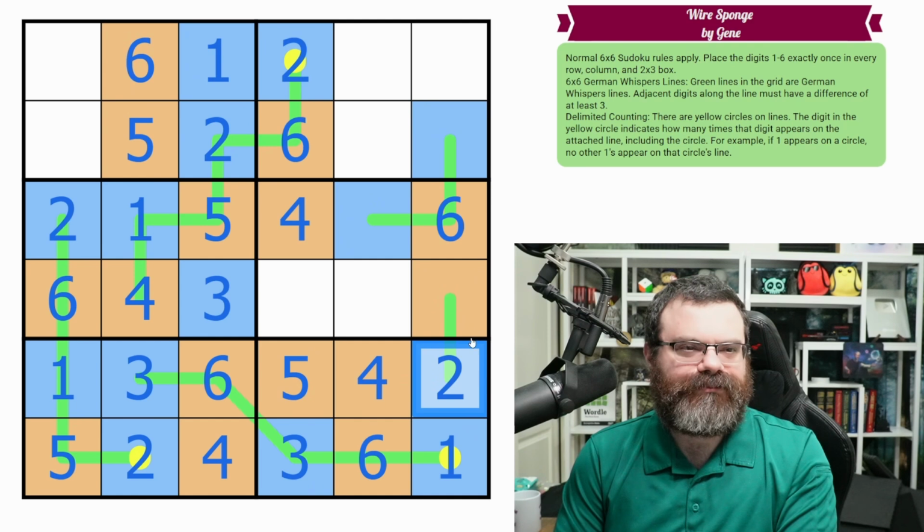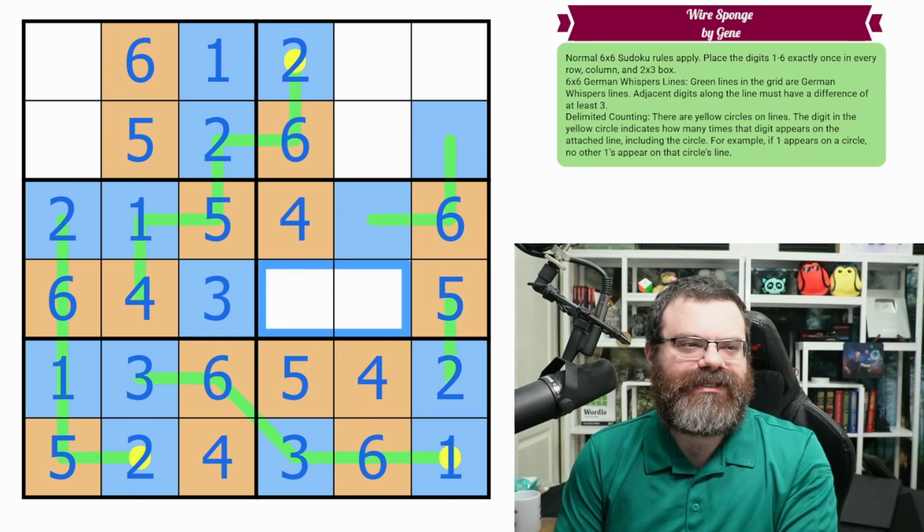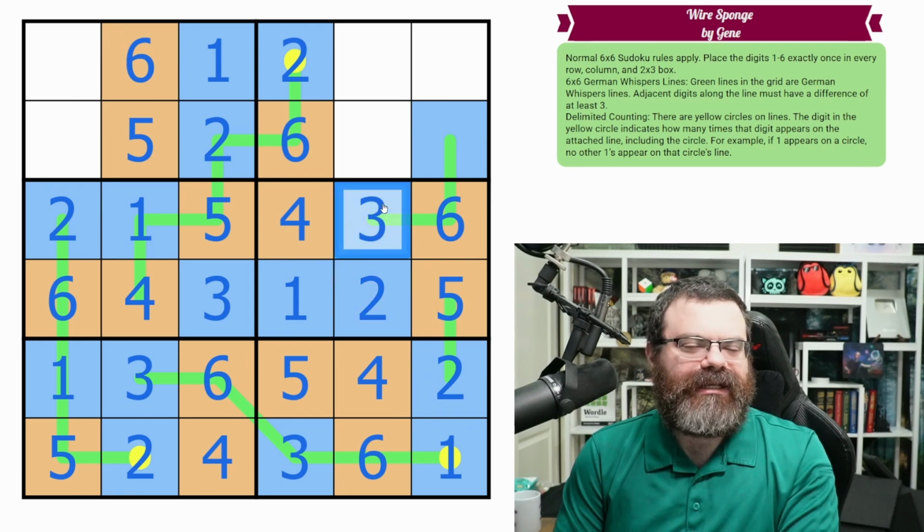That's 2. This is a 5 just to finish the highs. We need 2 lows here. Finish the column. 1, 2, 3. This is a 2. Can I finish coloring yet? Okay, so this is an orange 4.